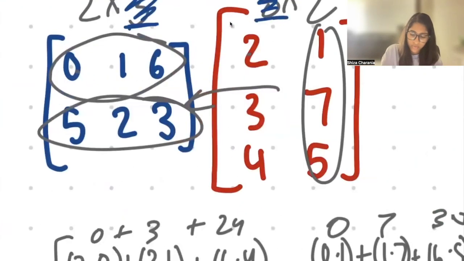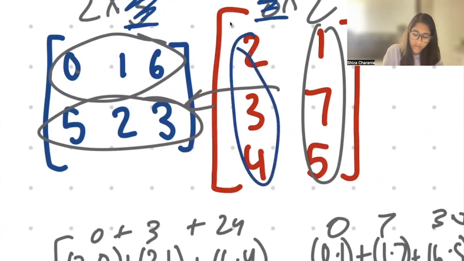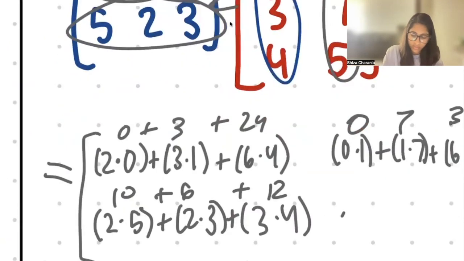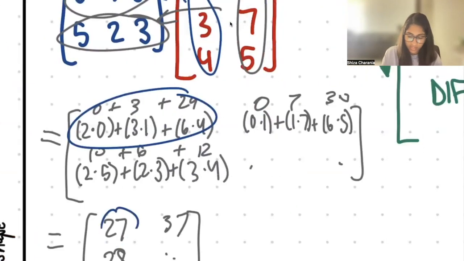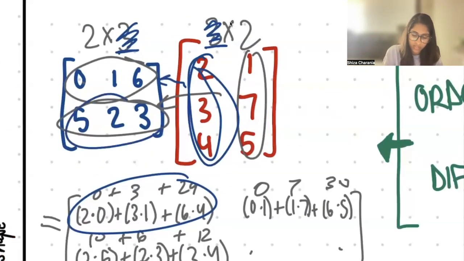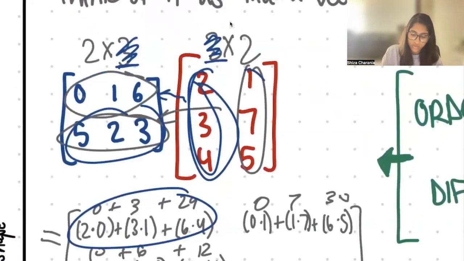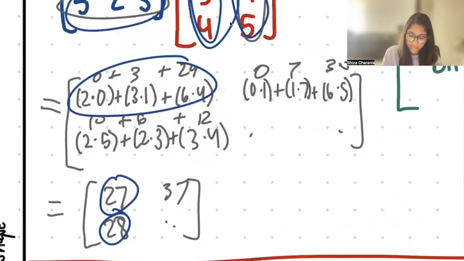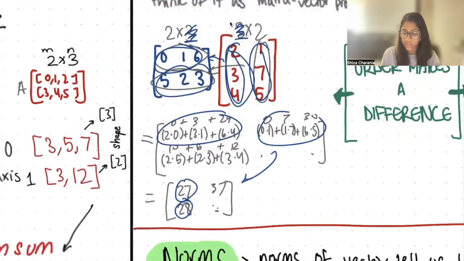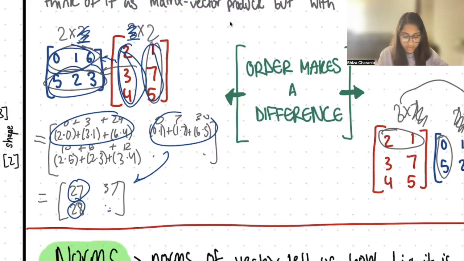So when you do 2, 3, 4, and you find the dot product of this and this, this is what it looks like. And you end up getting 27. When you do the dot product of this and this, you end up getting 28. You do the dot product of this and this, you get, from here, 37, and then you do the last one as well. And you end up with something 2 by 2.